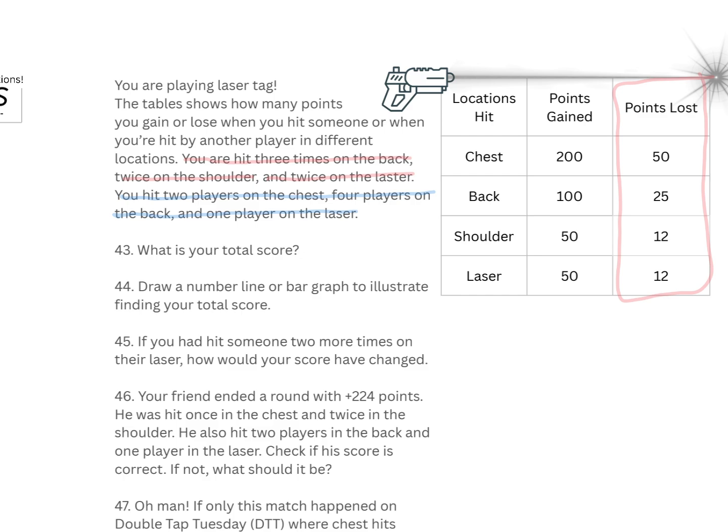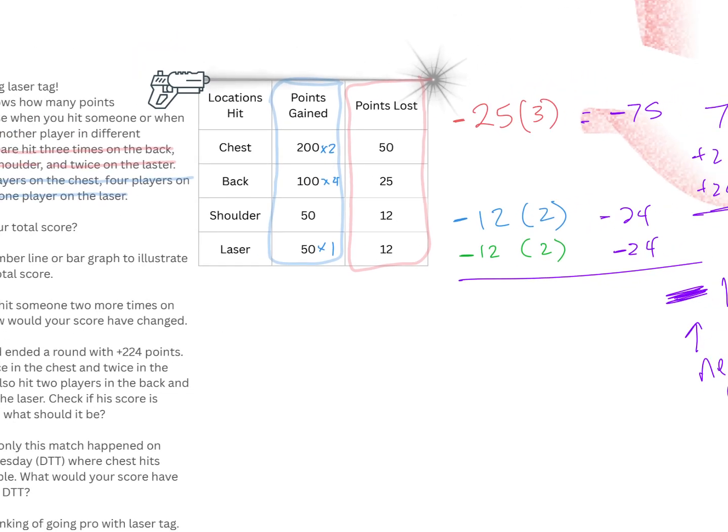But here it is. You hit 2 players on the chest. So this is what happens when you hit someone. You gain points. We had 2 on the chest, 4 on the back, and 1 on the laser. So 200 times 2, that's 400. 100 times 4, that's 400. And 50 times 1, that's 50. So that's a total of 850.